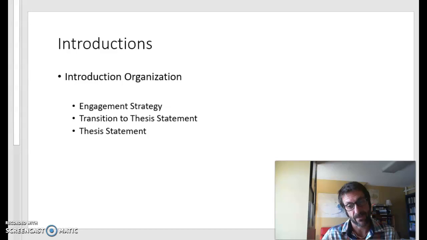So those are the 3 parts right here of what you want to do. Get the reader engaged, transition to a thesis statement somehow from that introduction strategy, and then present your thesis statement.